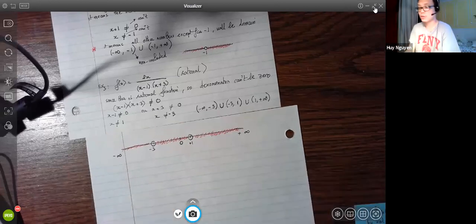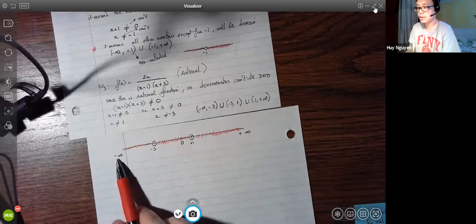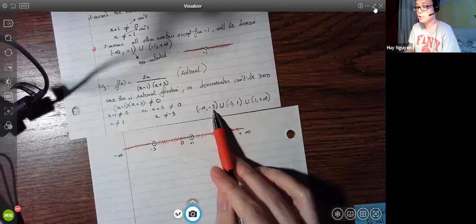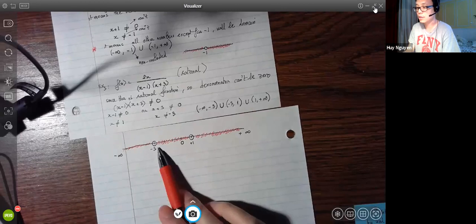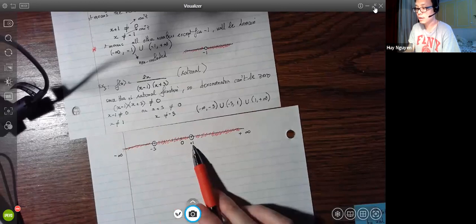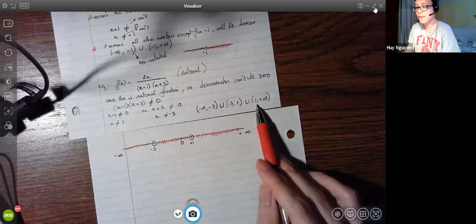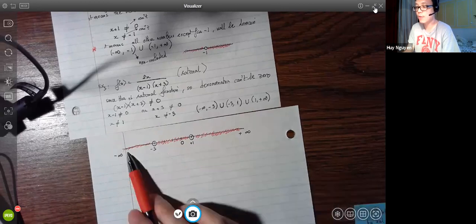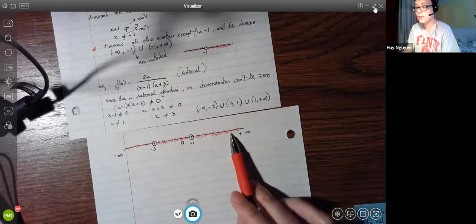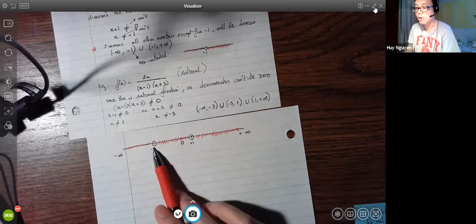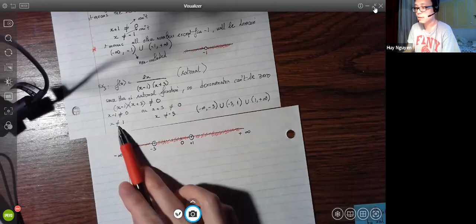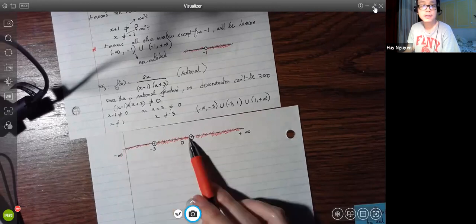So it's going to be what? It will be negative infinity to negative 3, union negative 3 to 1, and union again 1 to infinity. Everything I'm shading in red color is the domain. Everything I circle, because it can't be right here, will not be inside the domain.